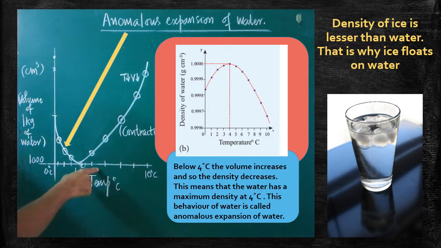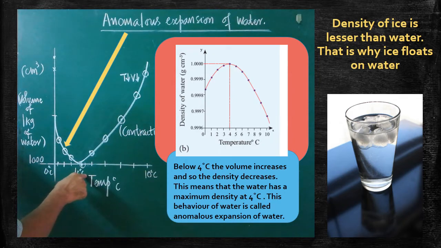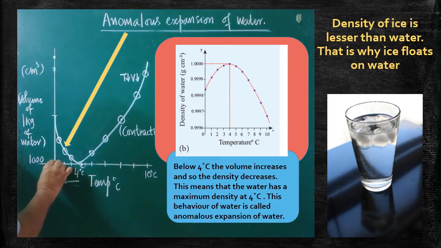Now the temperature reaches 4 degrees Celsius. When the temperature is reduced to 4 degrees Celsius, what happens? The volume of 1 kg of water becomes how much? Exactly 1000 cubic centimeters. Look at the value at 4 degrees Celsius: the volume of the water becomes 1000. That will be the lowest value.